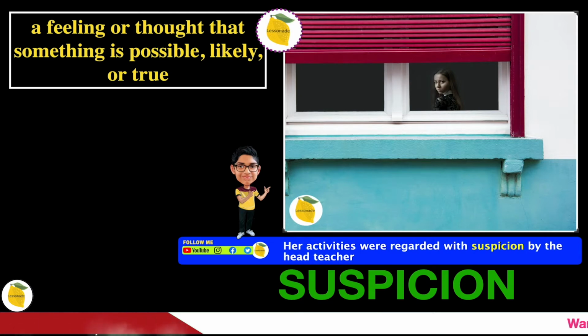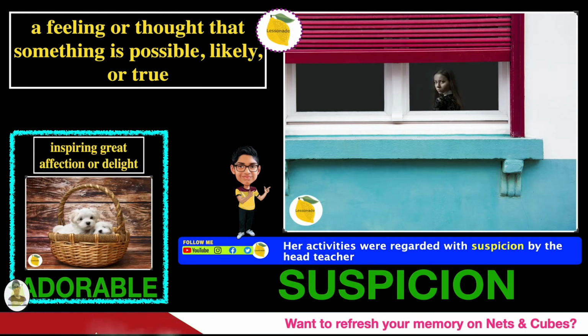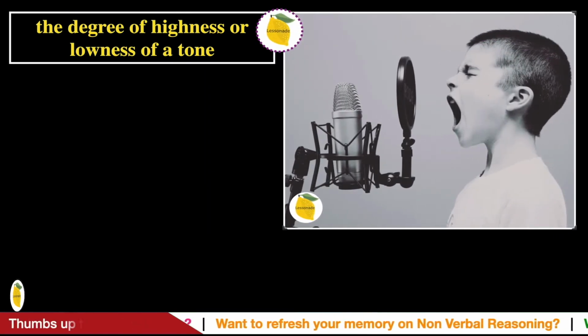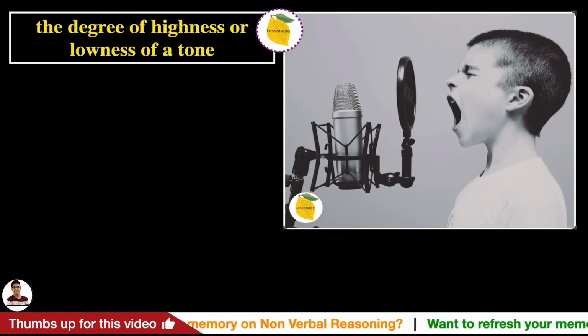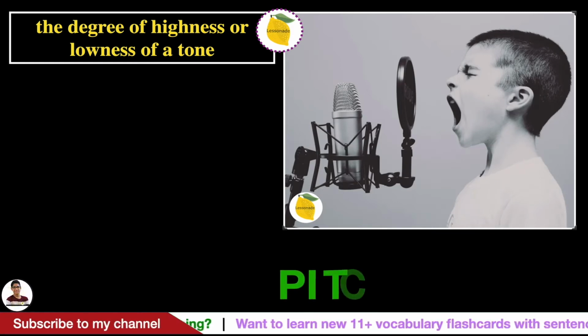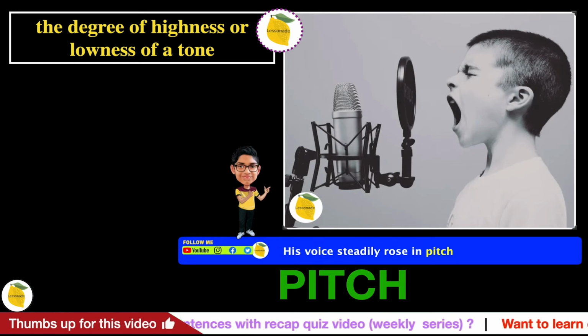So once again, before we go on to the next one, let's try to recall the previous slide, and the previous slide is adorable. Let's go on to the next one. The next one is the degree of highness or lowness of a tone. In this picture, we can see someone who is shouting to a microphone, and therefore the word will be pitch. And the sentence for this word is, his voice steadily rose in pitch.